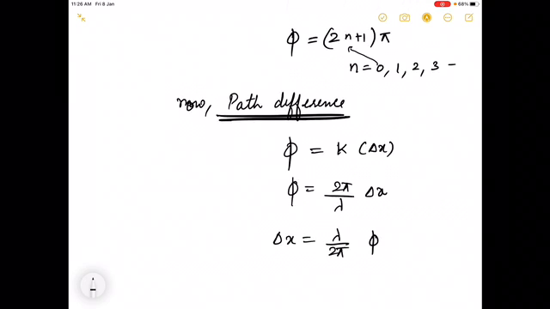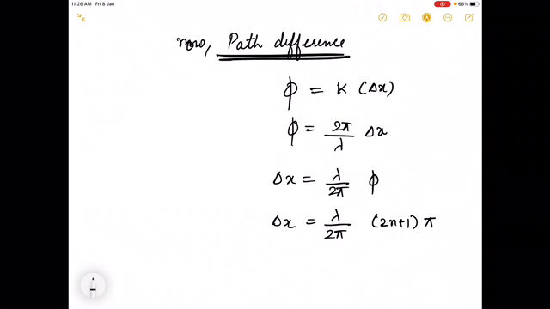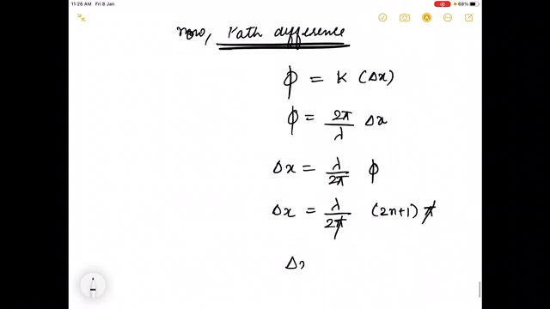So we all know in order to get destructive interference, you have to put the value of phi to be (2n plus 1) times pi. Yes or no, right? Okay, great. So that means the pi cancels out with the pi, and you will get del x is equal to lambda by 2 times (2n plus 1).